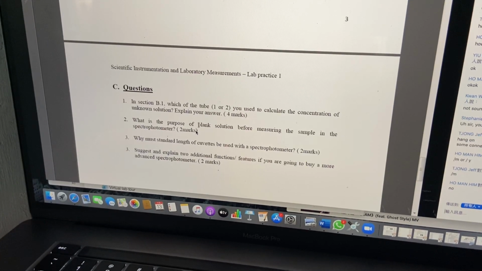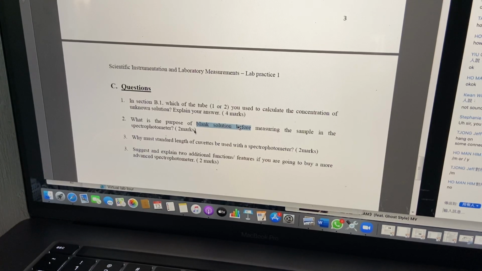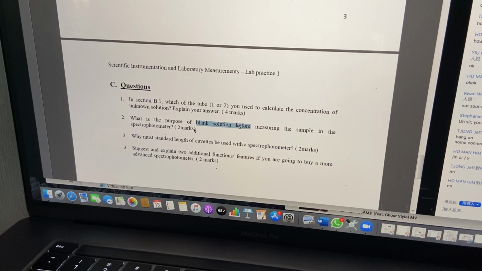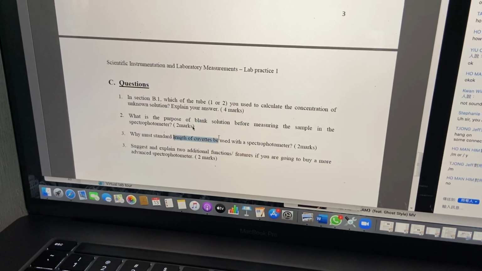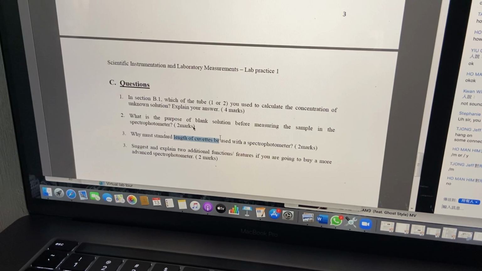So question 2, as I said, why do I need to zero the water before making the measurements, and why is the length 1 cm? Okay, all the cuvettes have to have the same path length.